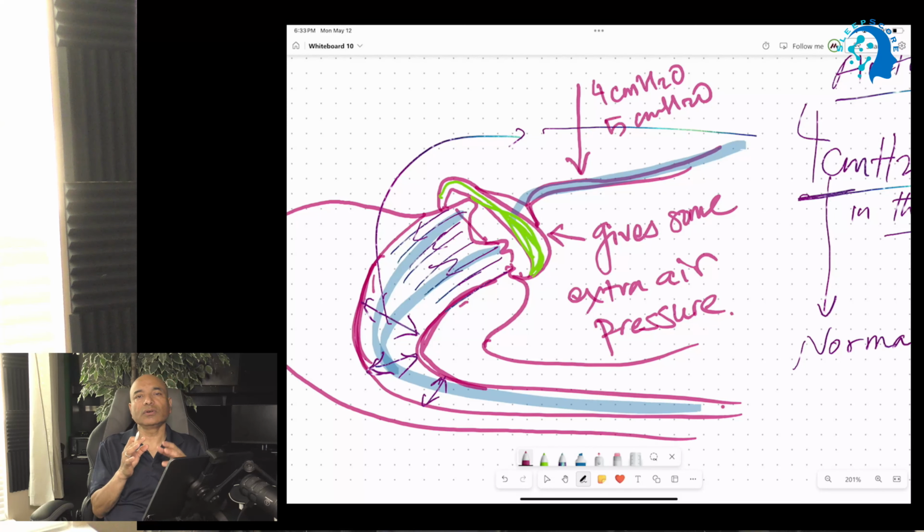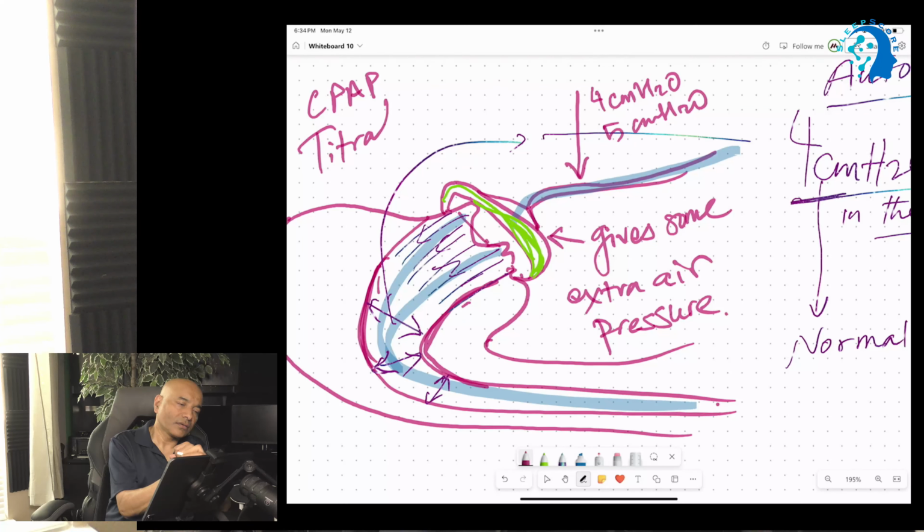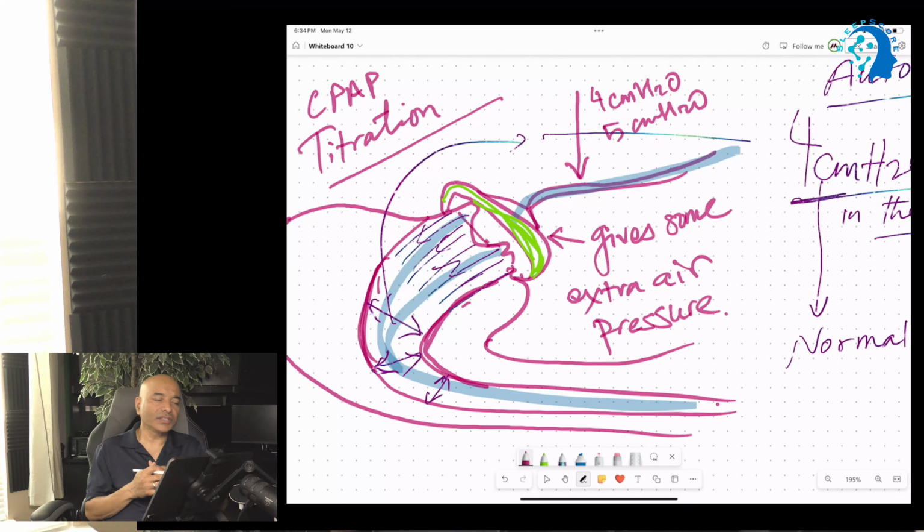When you're doing the sleep study at night, you have to do the treatment. That is called CPAP titration, the CPAP titration study. Normally we always call it CPAP titration, but it can be BiPAP also.